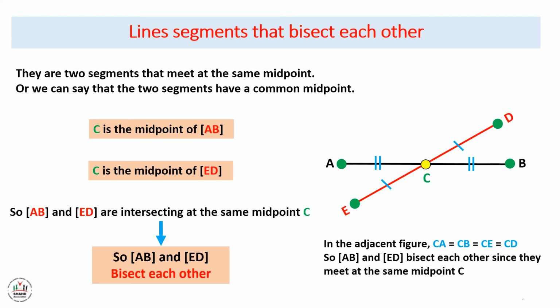Or in the adjacent figure, CA is equal to CB is equal to CD is equal to CE. So CA is equal to CB is equal to CE is equal to CD. So AB and ED bisect each other since they meet at the same midpoint, which is C. Any question? Okay, great.